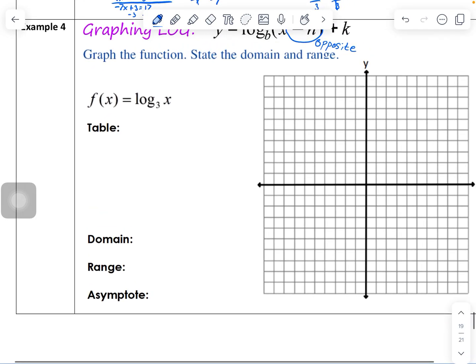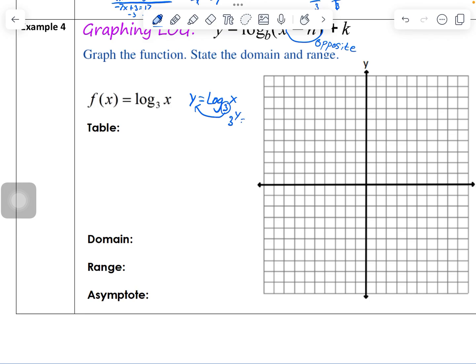So if I have f of x equal to log base 3 of x, I want you guys to think of that as y equals log base 3 of x instead of f of x. And then we can just rewrite this in the opposite form. So if we take the 3, this becomes 3 to the y equals x. This is something that we graphed before. Now it's just in the reverse order. This is the inverse of an exponential function.